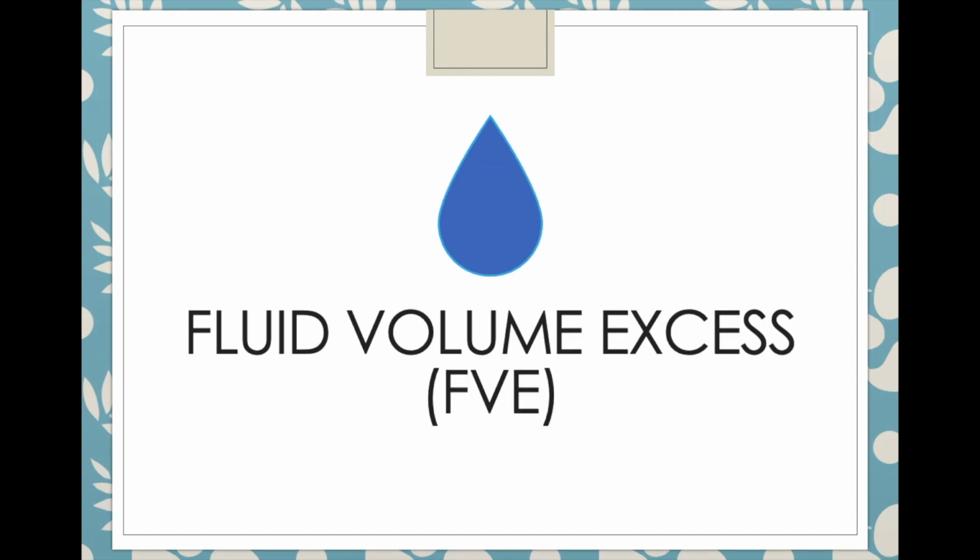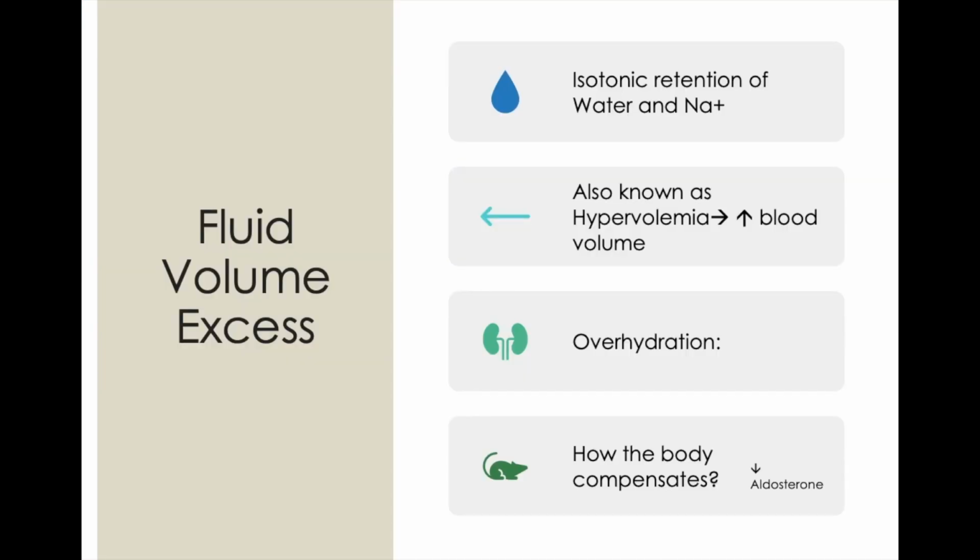Now for fluid volume excess, this is basically when the body has too much fluid in the body. So what are we going to see? We're going to see that the patient has a lot of water, a lot of sodium retention. We're going to see that the patient is overhydrated, that we have decreased aldosterone. If the body tries to compensate, because remember that aldosterone is the one that keeps the water.